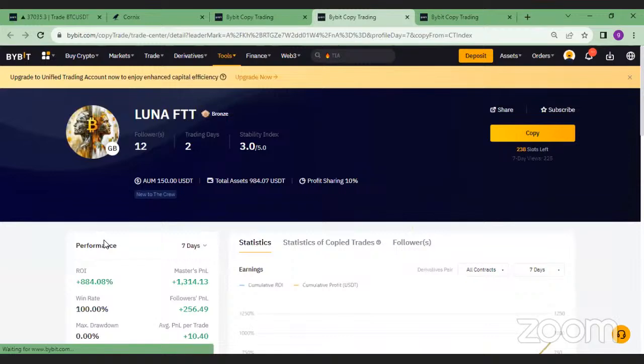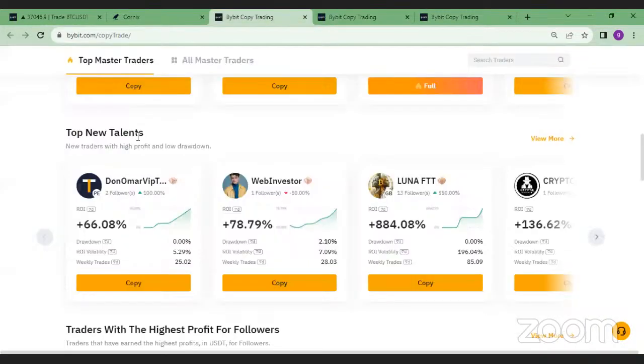As you can see right here, this trader is only 2 days old. This trader has been trading on the Bybit platform for the past 2 days. I saw that in the category of new traders. So if I go back to this copy trading, you see here top new talents. What Bybit is saying here is that these are new traders, people who just enrolled to become pro traders.